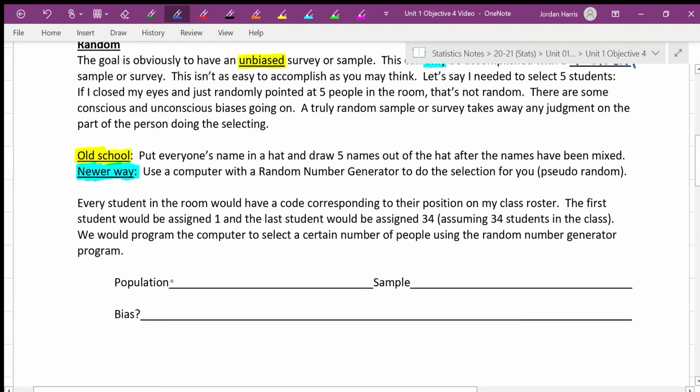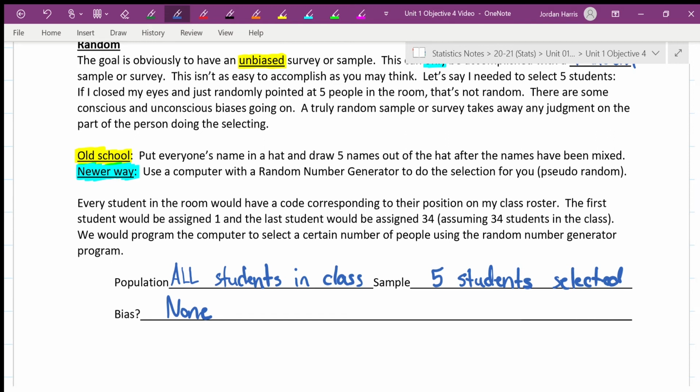So, population: all, I'm going to put that in caps because that's important, students in class. A population is all. It always should have all in it because it is a big group. Sample: we're going to select 5 students using the random number generator. And bias: none. This is the only one with no bias. Every single person has a number, every single person has equal opportunity to be selected. That is no bias.